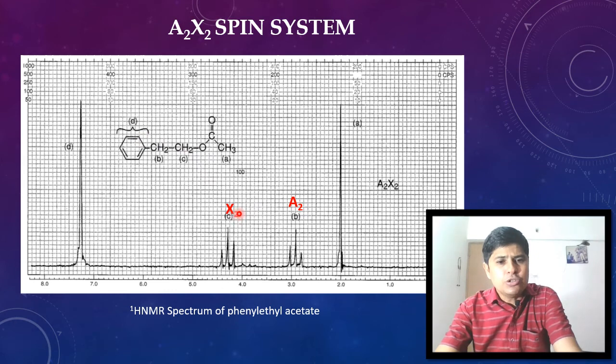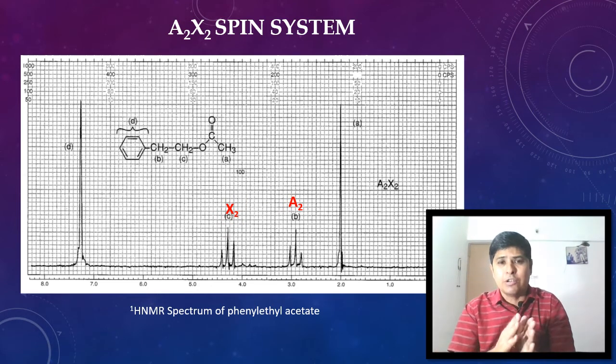Okay, in each group there are two protons, hence we call this subscript 2 in A2 and this subscript 2 in X2. So this is an A2X2 spin system.